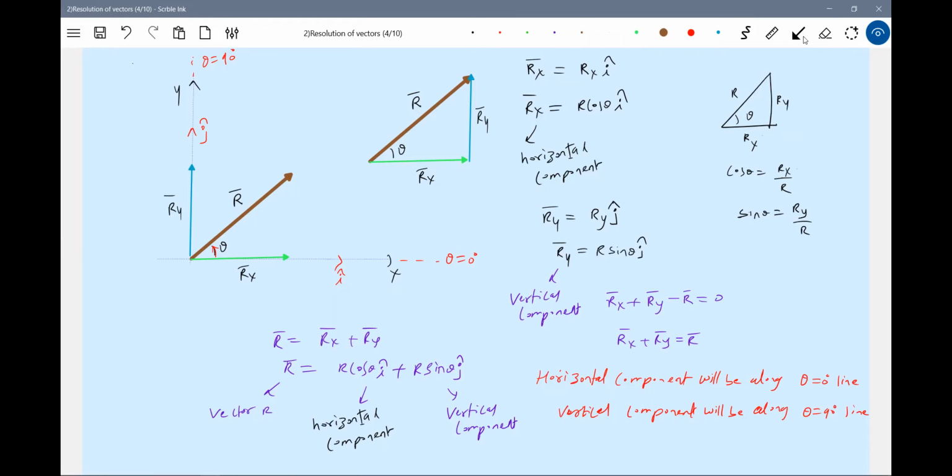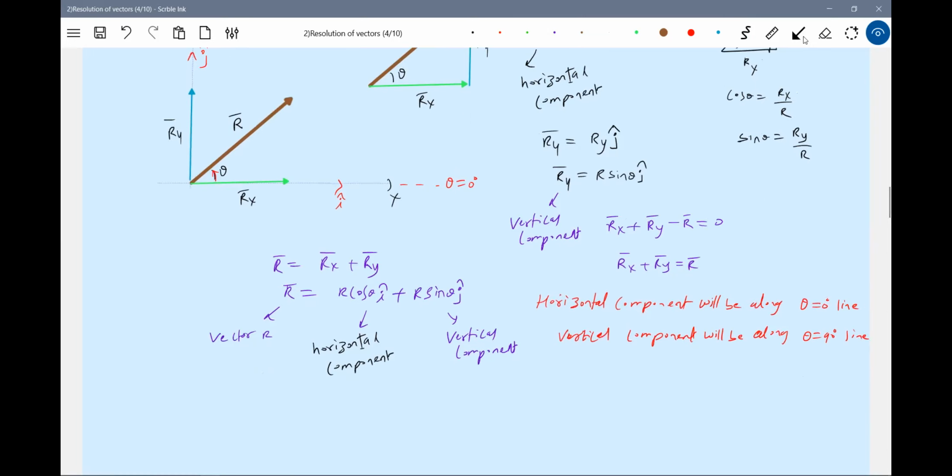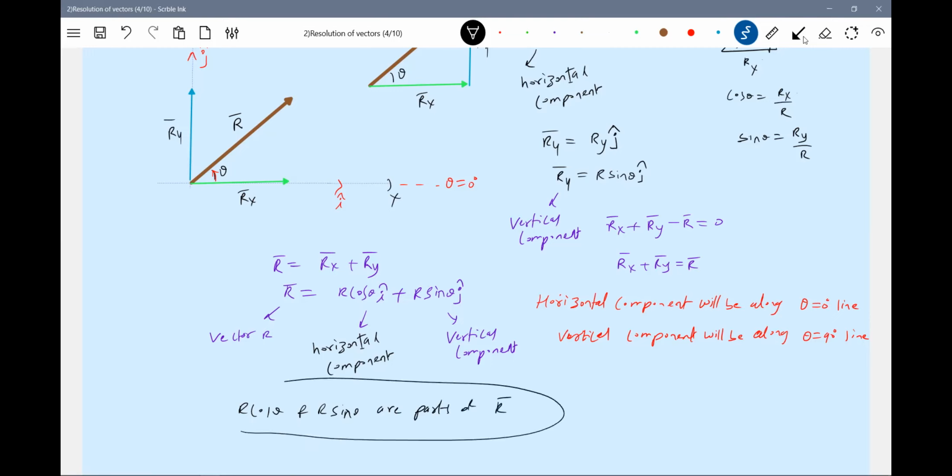Indirectly what we did, these are the parts of this vector. I don't want to speak much here. What is r cos theta, r sin theta? They are the parts of this R bar. So if you want to write that comment also, nothing wrong. R cos theta, r sin theta are parts of R bar.